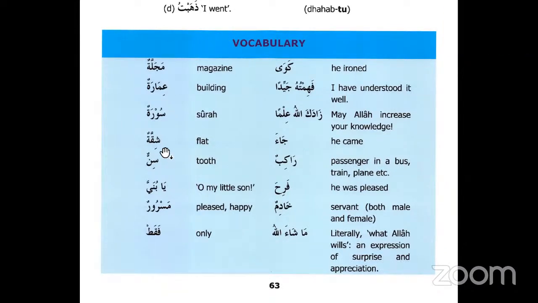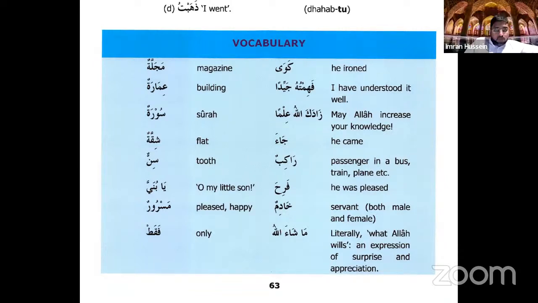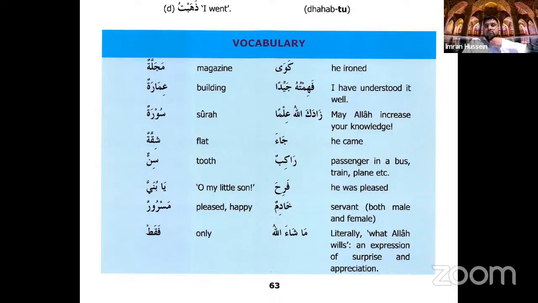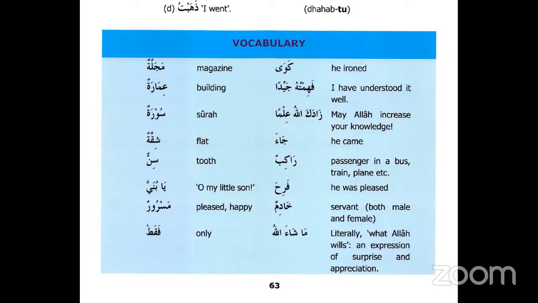Bismillahirrahmanirrahim. Majallatun, his magazine. Correct. Kawa, he ironed. Correct. That's past tense. Imaratun, building. Fahimtuhu jayidan, I have understood it well. Suratun is surah. Zadakallahu ilman, may Allah increase your knowledge. Correct. Shikatun, flat. Ja'a, he came. Sinun, tooth.